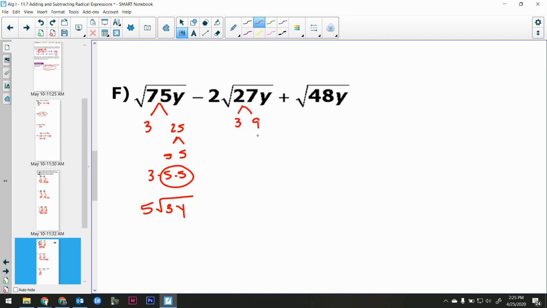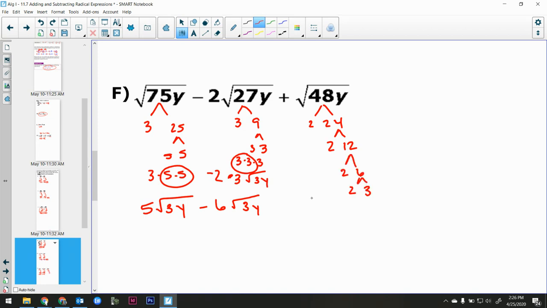27, that's 3 and 9, and 3 and 3. Don't forget about the 2 coming out. Minus 2 times 3, 3 radical 3y. That's a times. So minus 6 radical 3y. And then 48, 2 and 24, 2 and 12, 2 and 6, 2 and 3. 2 times 2 times 2 times 2. 1, 2, 3. 4 2s and a 3. So 2 2s coming out. So a 4. And then a 3y staying in. And look, they're all like terms. 5 minus 6 plus 4.